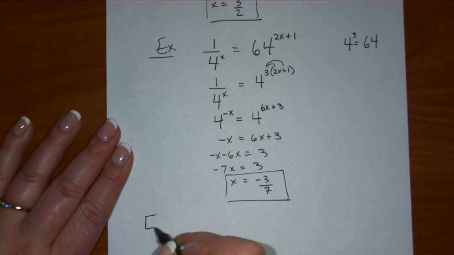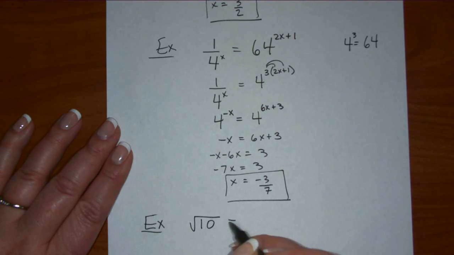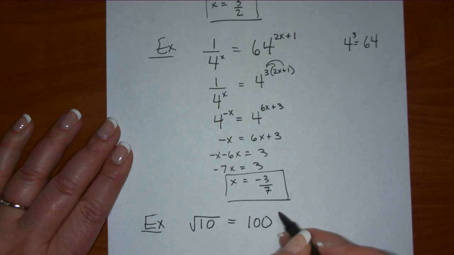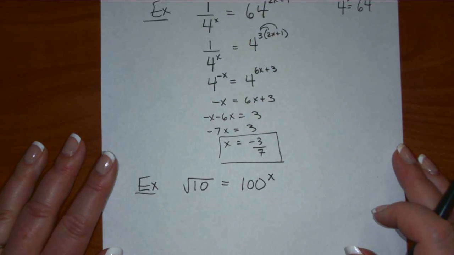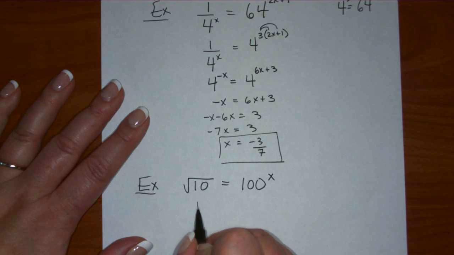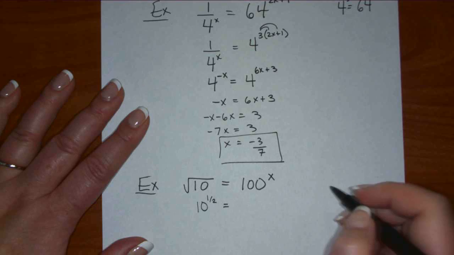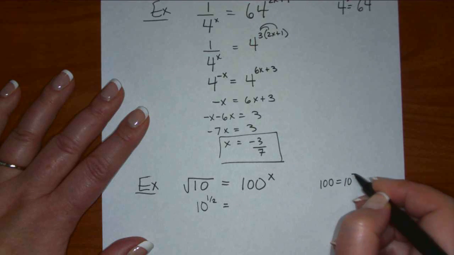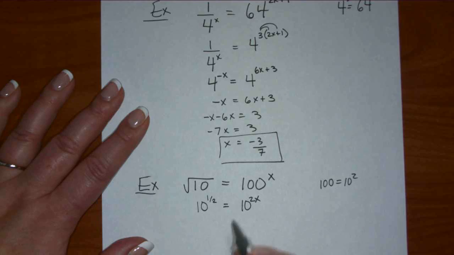Three minutes left. I want to show you this one. We'll put a square root in it. What's a square root as a power? 1/2. So this would be 10 to the half. Can I write this as a 10? 100 is 10 squared, so this would be 10. There's already an x there. So 1/2 equals 2x. How do we solve that?